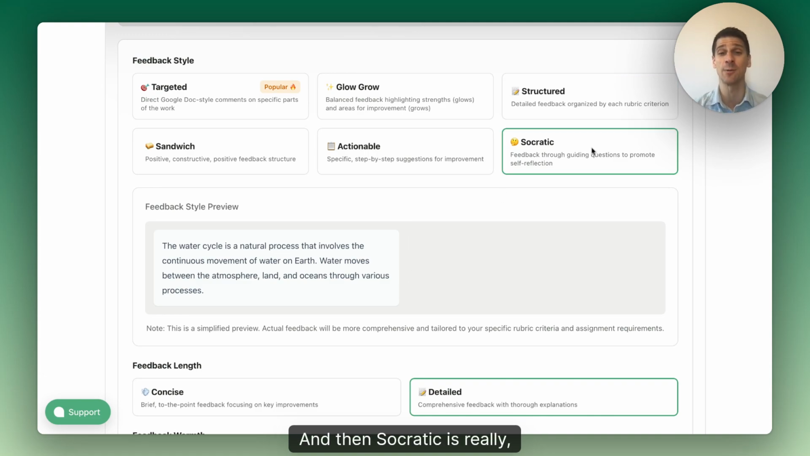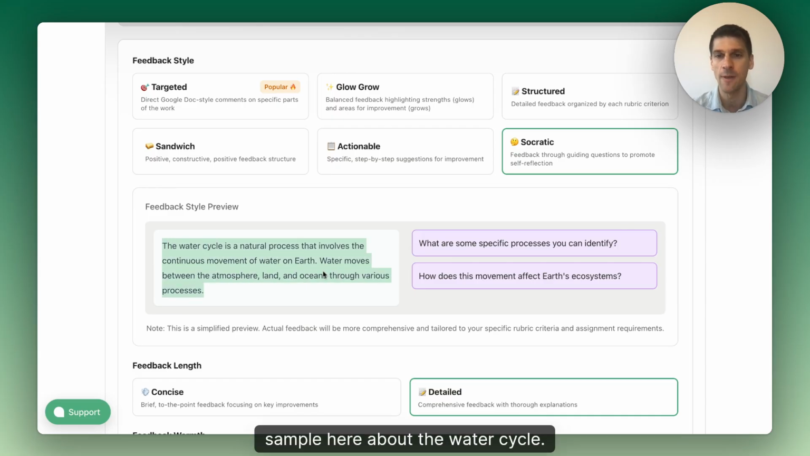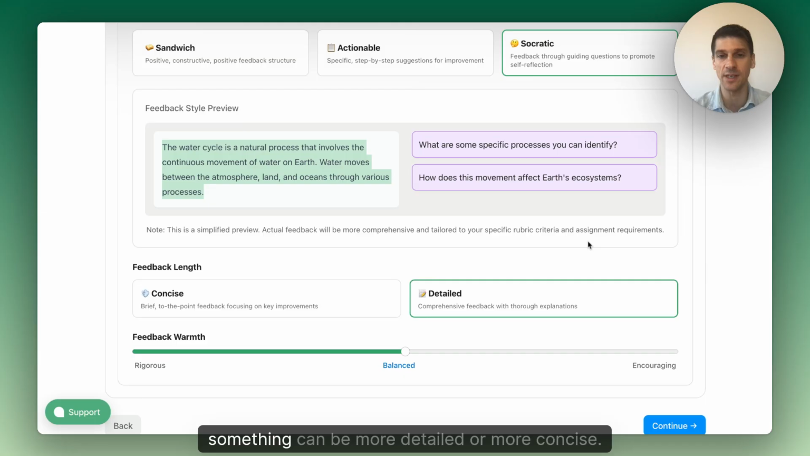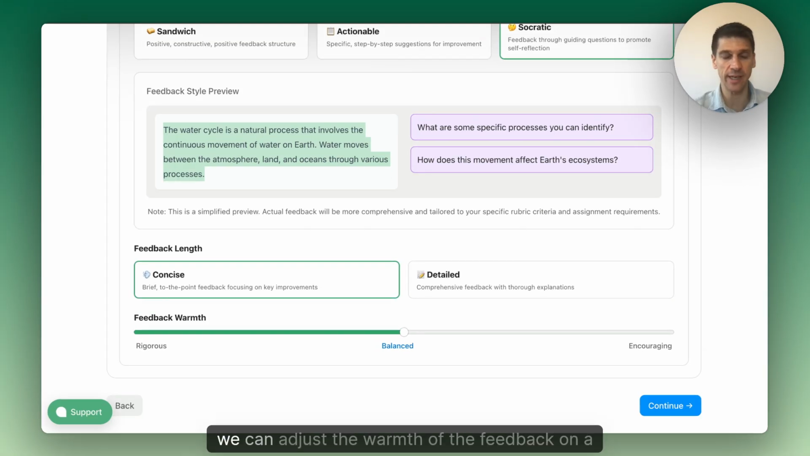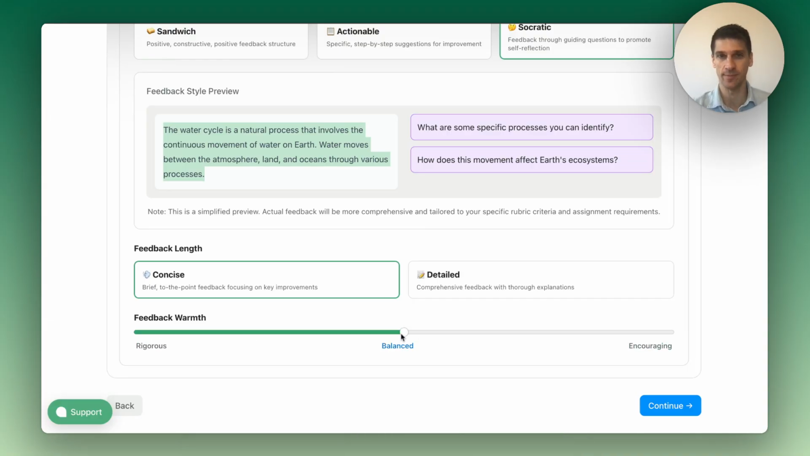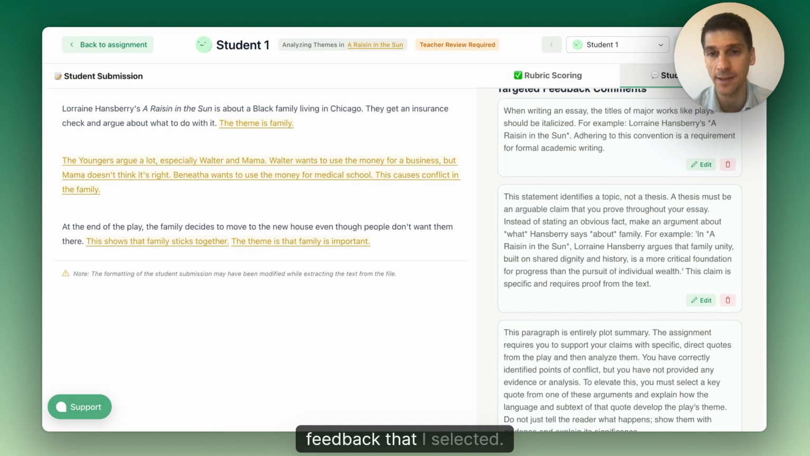And then Socratic is really, really cool. It asks questions. So look at that same student sample here about the water cycle, but as you can see, the feedback is just in the form of questions, as a Socratic method would have us do. And when you scroll down, you can see that something can be more detailed or more concise, okay? And lastly, we can adjust the warmth of the feedback on a range from very rigorous to very encouraging or somewhere in between. So here we're looking at the targeted style of feedback that I selected.